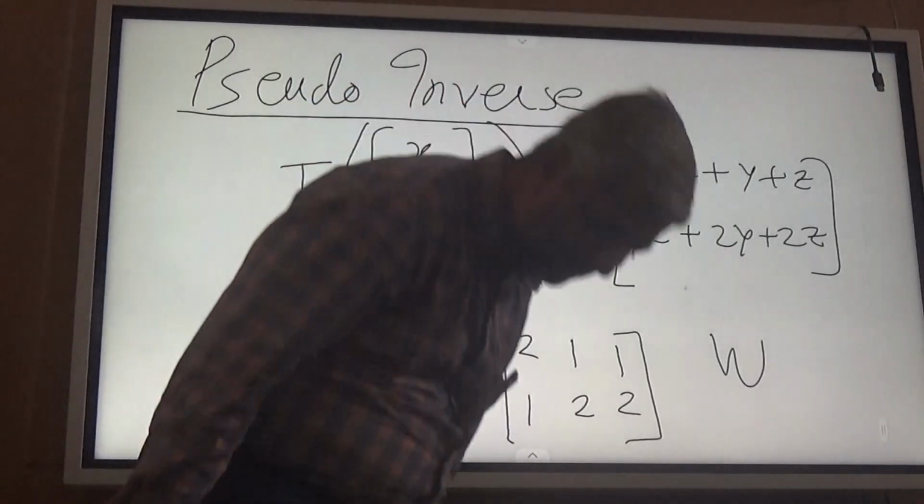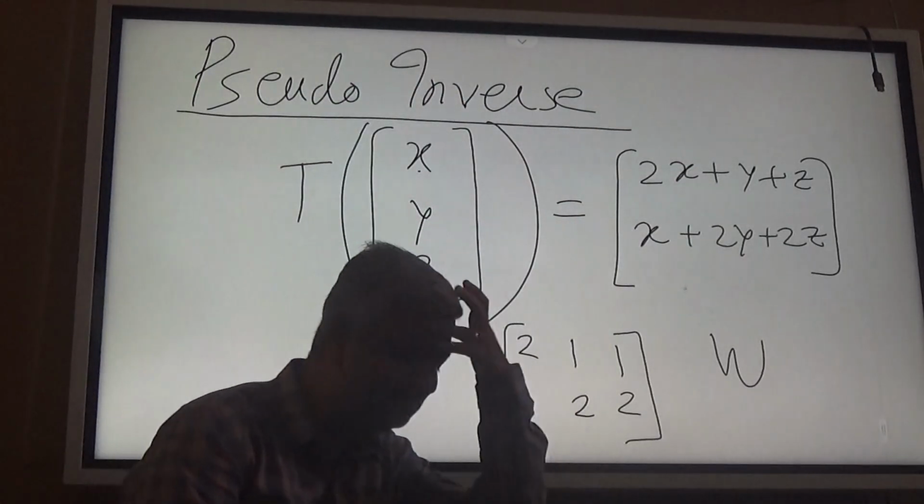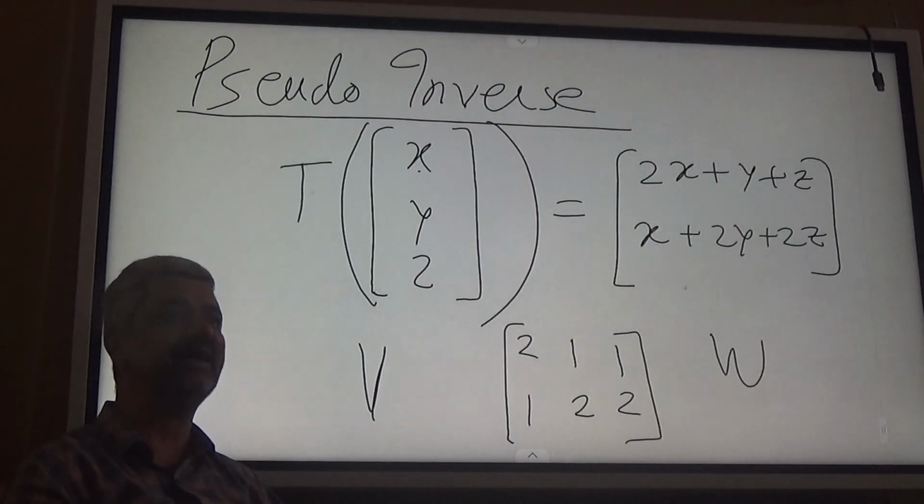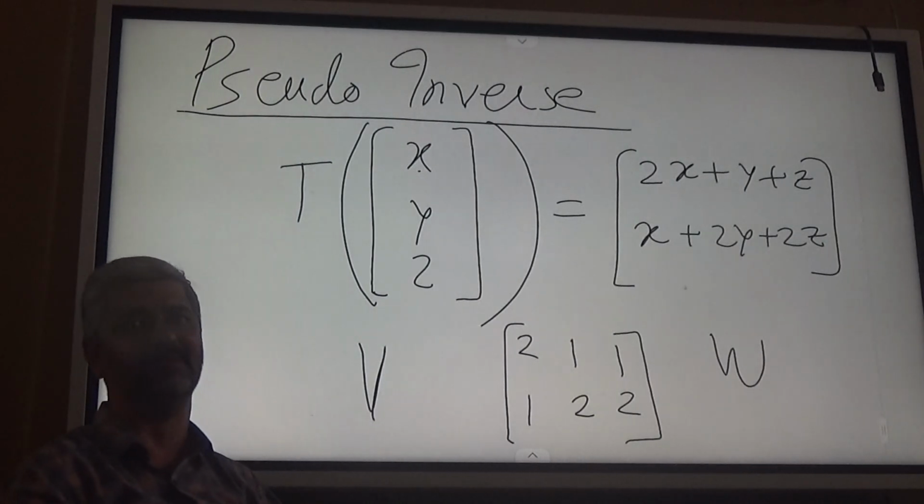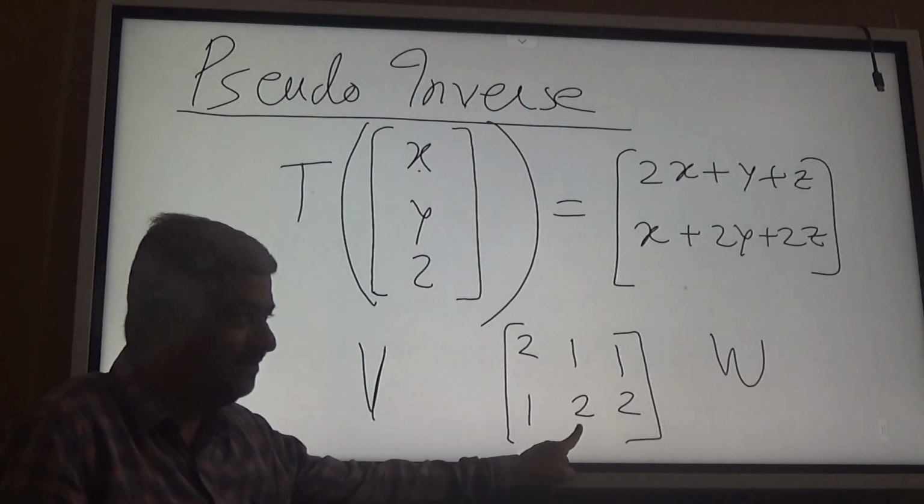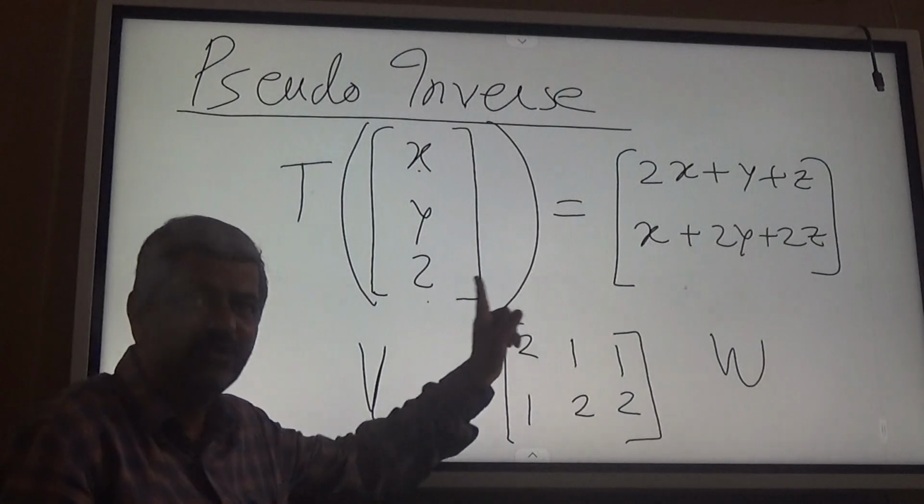So we may end up in transformation with matrices which are not square matrices. In general there will be a matrix M into N, where if M is equal to N, it's a square matrix. If M is not equal to N, it's not a square matrix. Then the question is whether there can be a concept of pseudo-inverse. Pseudo-inverse means now from V, if you multiply this into V, you get W.